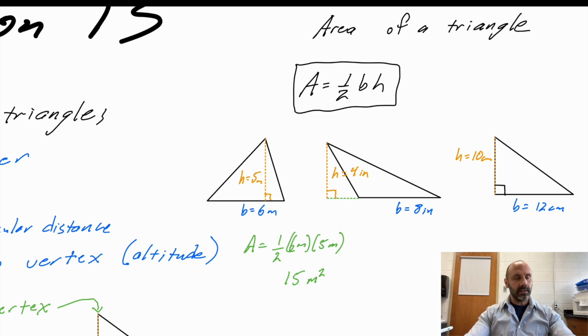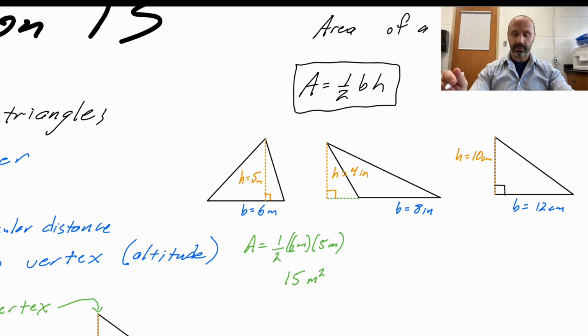Just think of the unit as like a variable in algebra. You take m times m and multiply them together. What do you get? m squared. So 15 m squared. That means that there are 15 square meters.